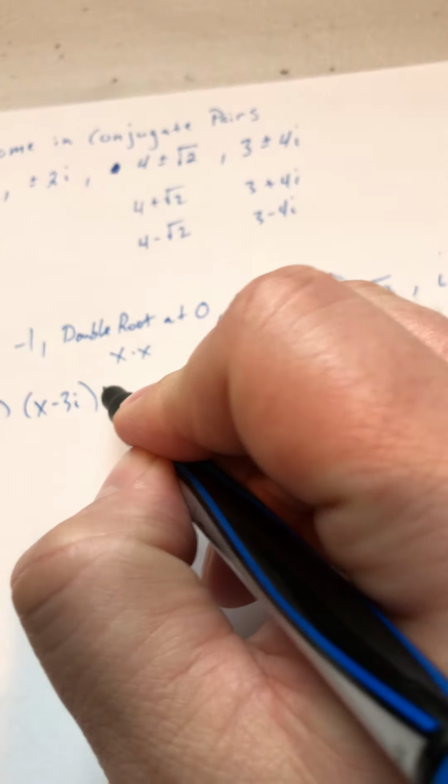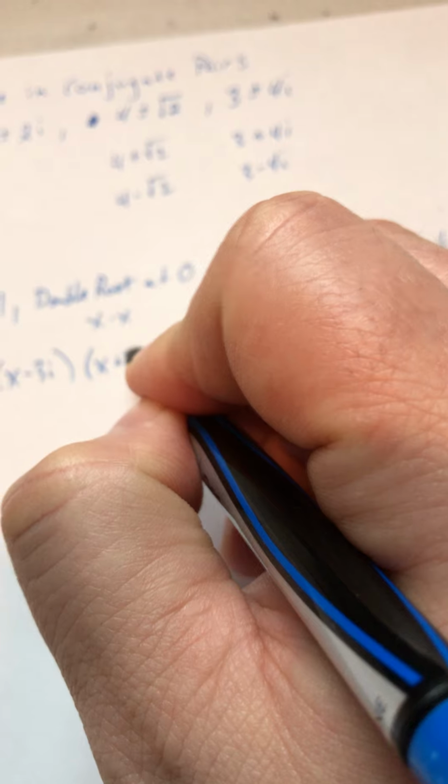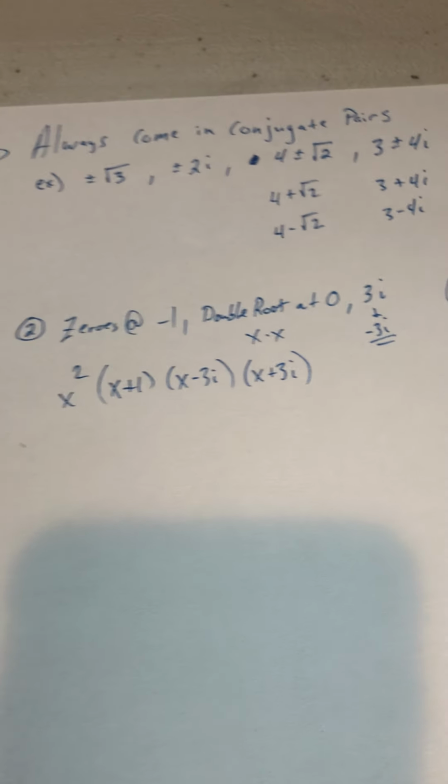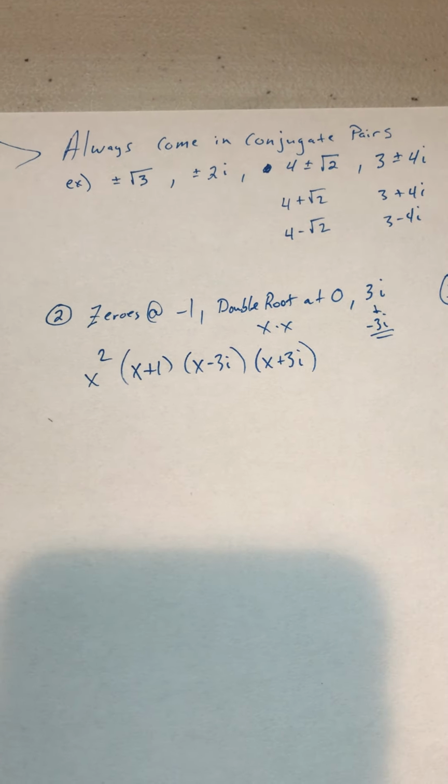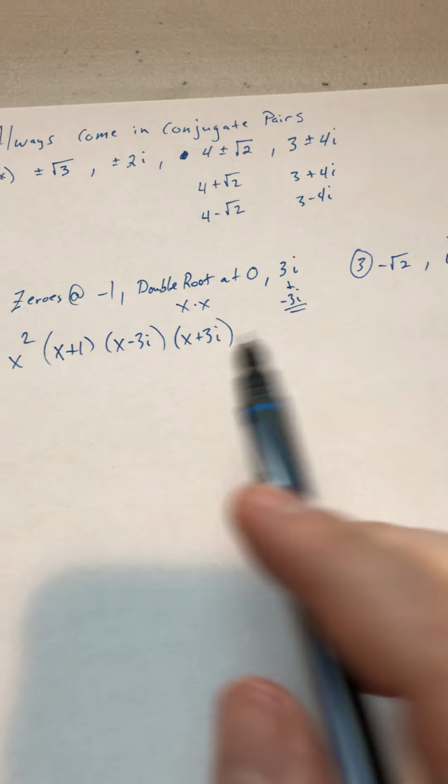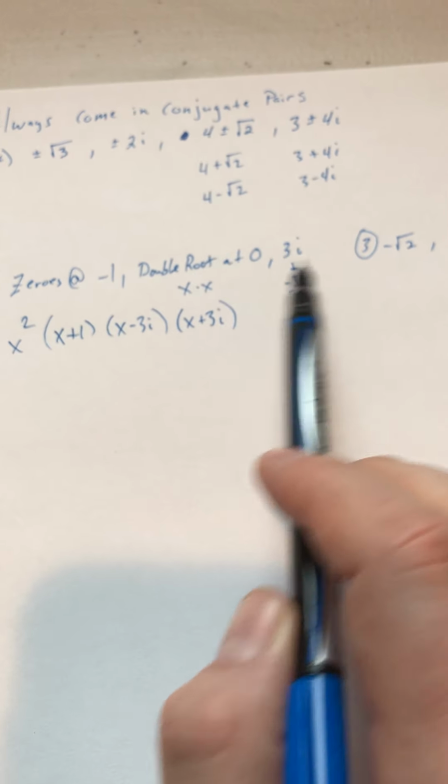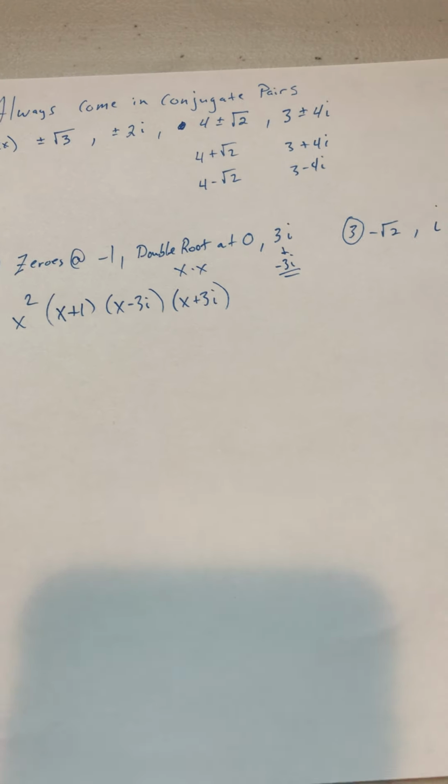So now we add that factor, and there is our factor set up for those known zeros. So even though we were only given those zeros, we knew there was an extra one because they always come in a conjugate pair.